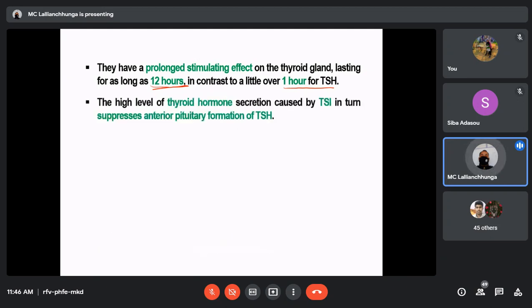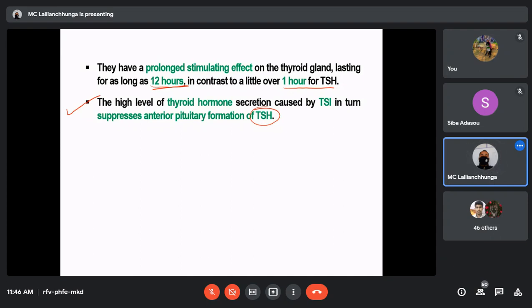The high level of thyroid hormone secretion caused by TSI in turn suppresses anterior pituitary formation of TSH. So this is why there is decreased TSH. Because thyroid hormone is increased, and its duration of action is also very long, it will suppress secretion of TSH from the anterior pituitary gland.